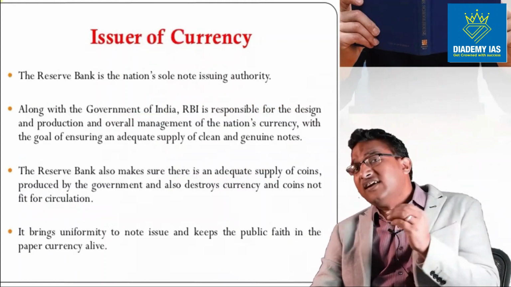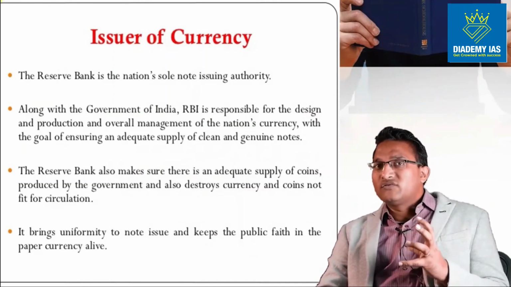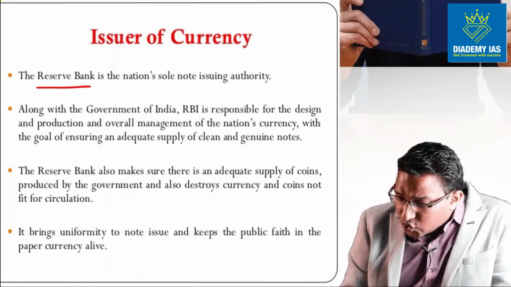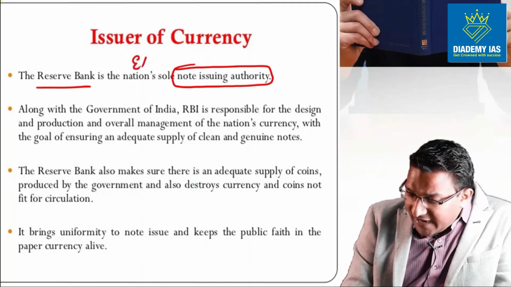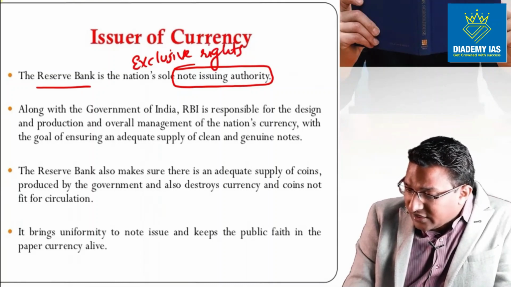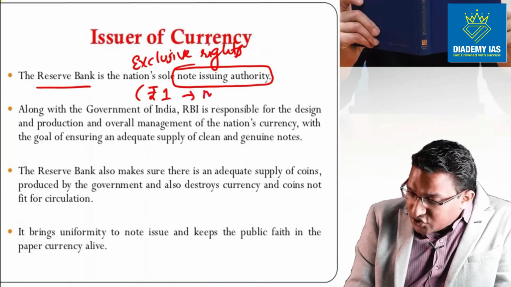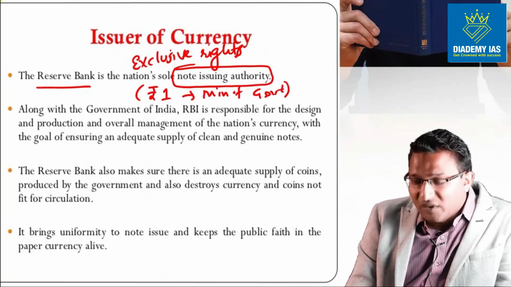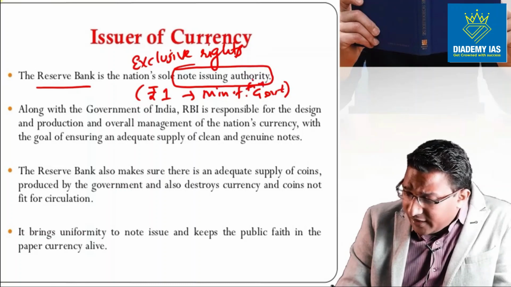Then this is a very crucial function, issuer of the currency. So RBI is the issuer of the currency. In India, RBI is the nation's sole note issuing authority. This is very crucial. RBI gets exclusive rights to issue the notes in the country. However, the rupee 1 note is issued by the Ministry of Finance, Government of India, right? Rupee 1 note is issued by the Ministry of Finance, Government of India.